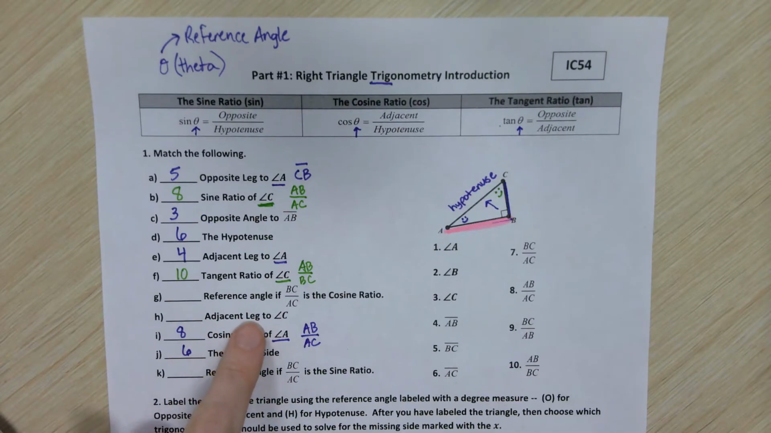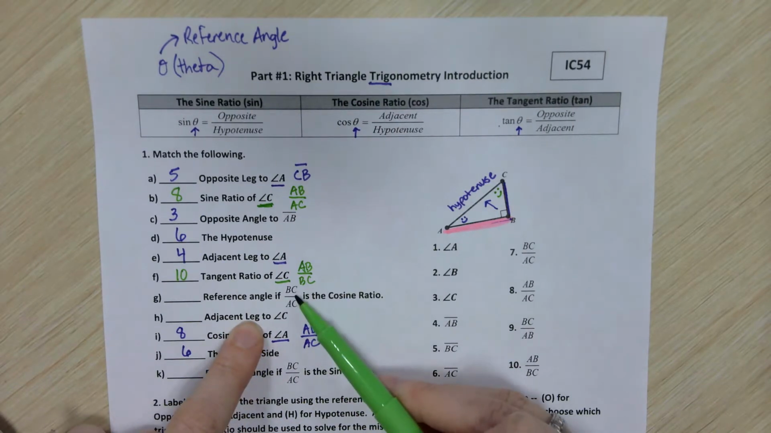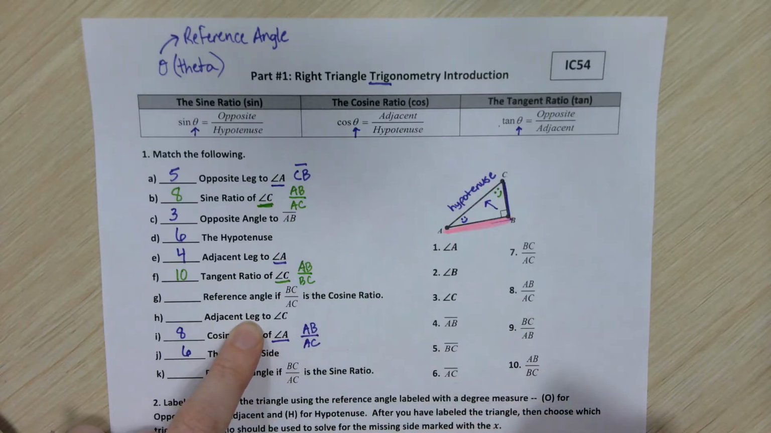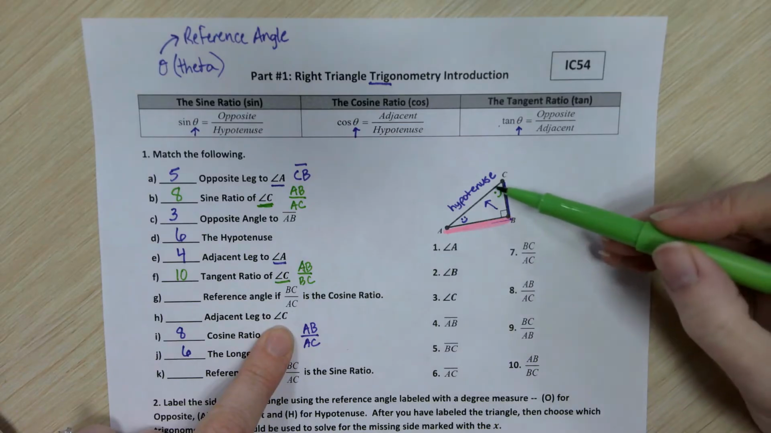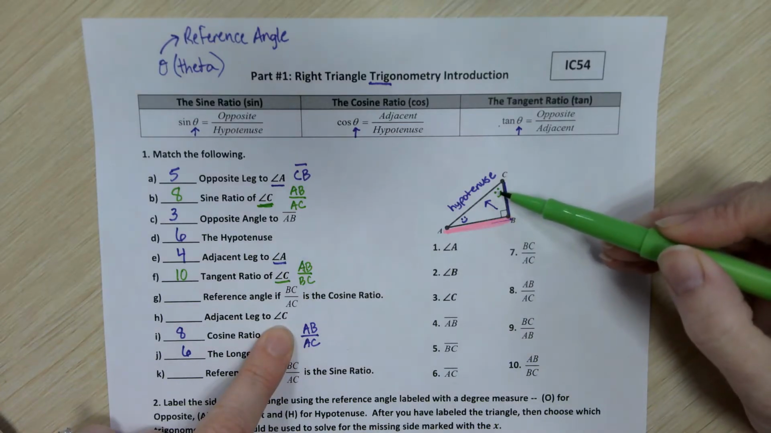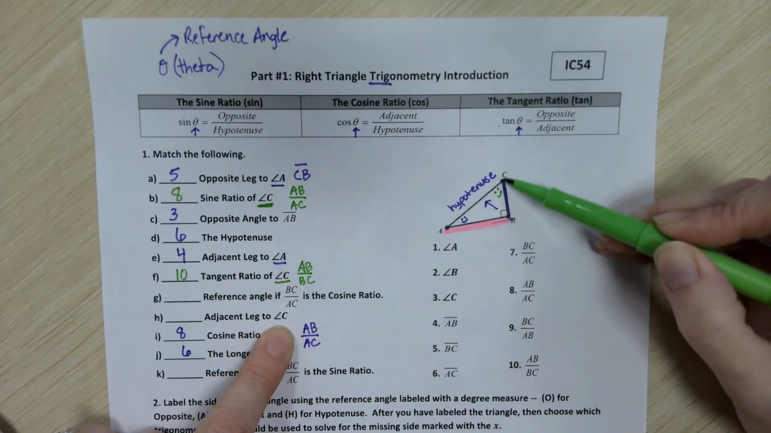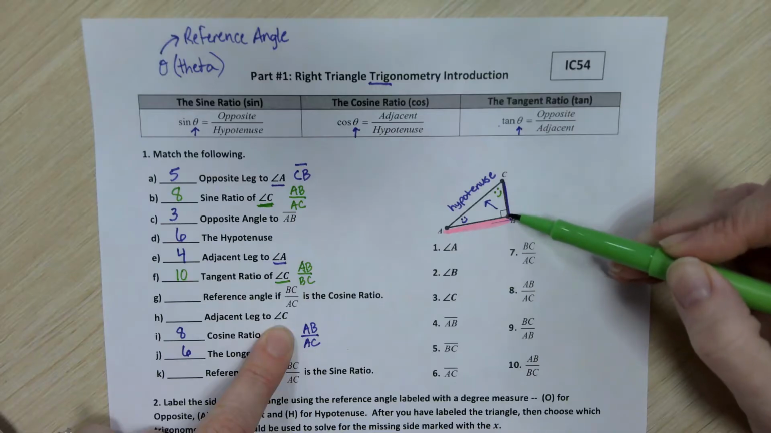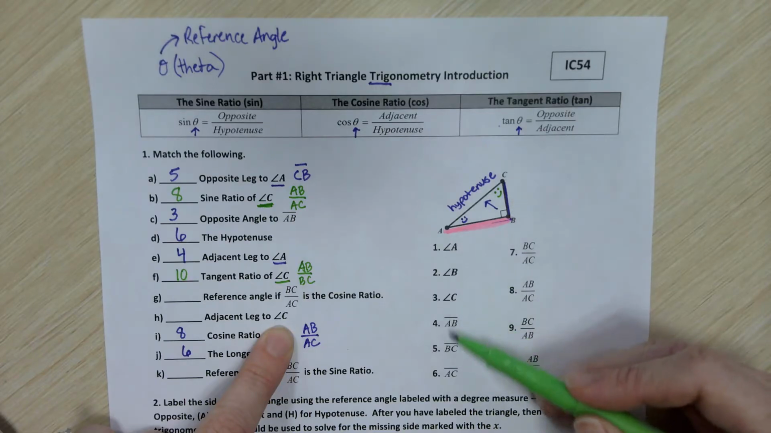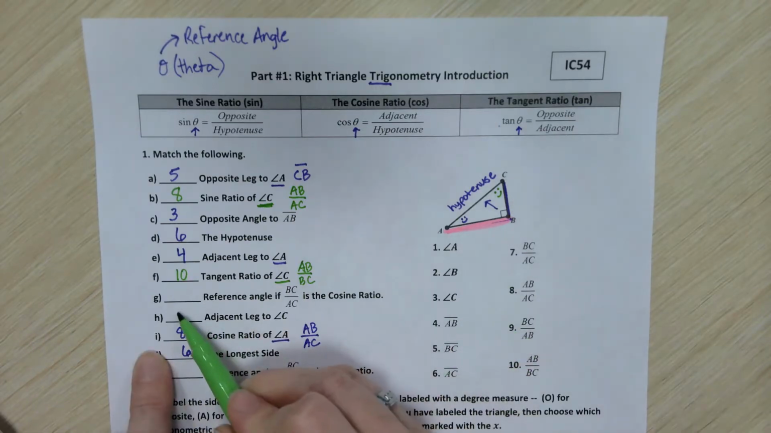One more that has to do with just angle C, and then we'll go back to these ones right here that have reference angle questions. The adjacent leg to angle C. So back to that reference angle C. This side of angle C already has a name. It's the hypotenuse. So that means this one right here is the adjacent leg. Segment CB or BC, right there, is going to match with option 5.